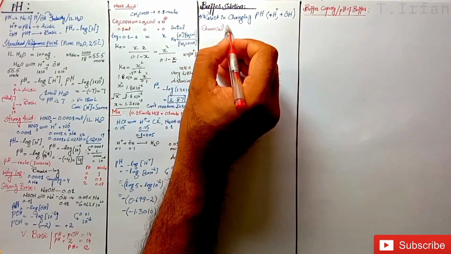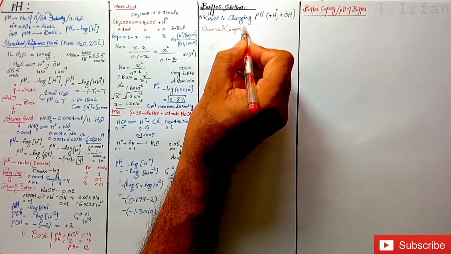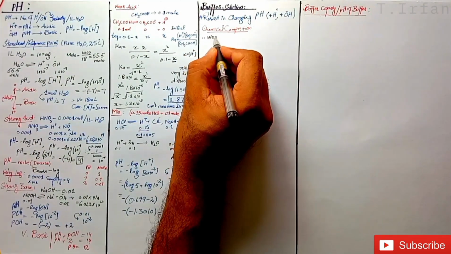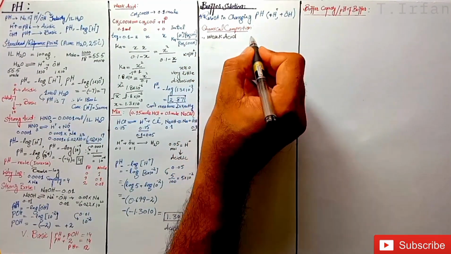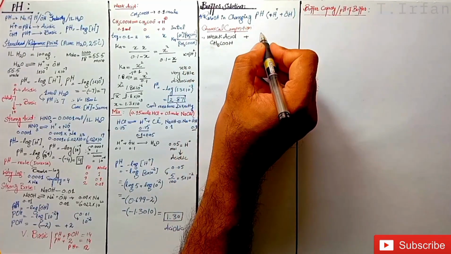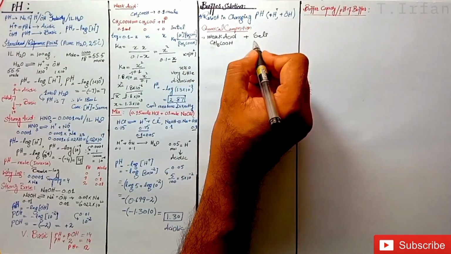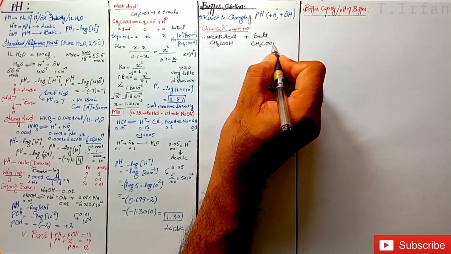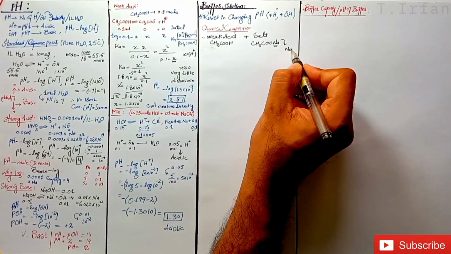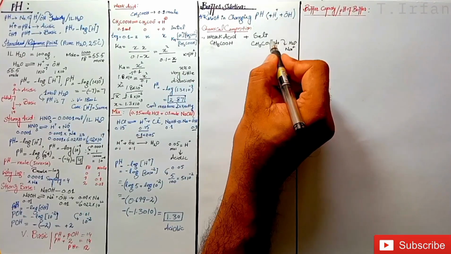When we see the chemical composition of buffer solution, we see that it consists of weak acids such as acetic acid and the salt of that weak acid, which is sodium acetate. Sodium acetate completely ionizes in water and forms acetate ion and sodium ion.